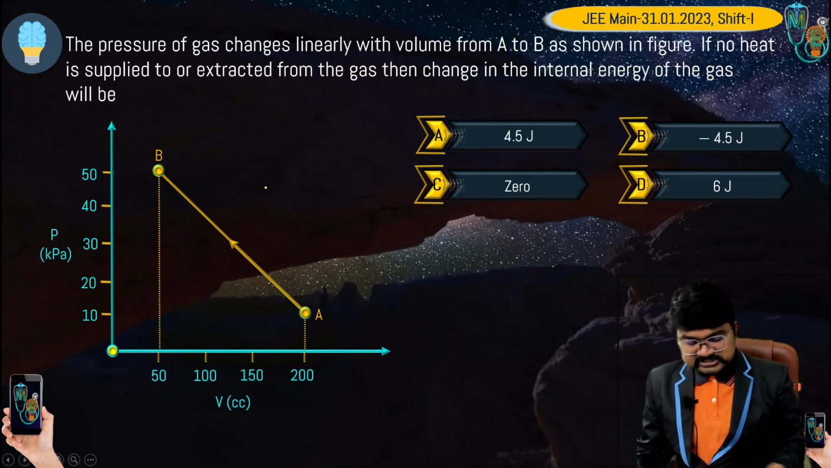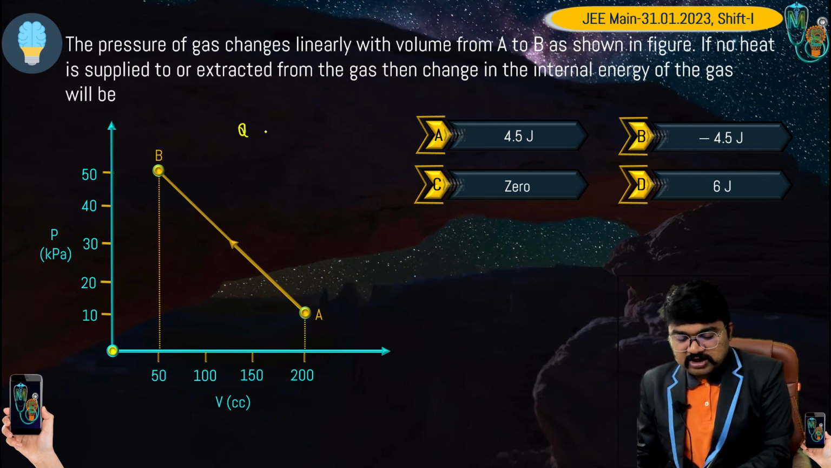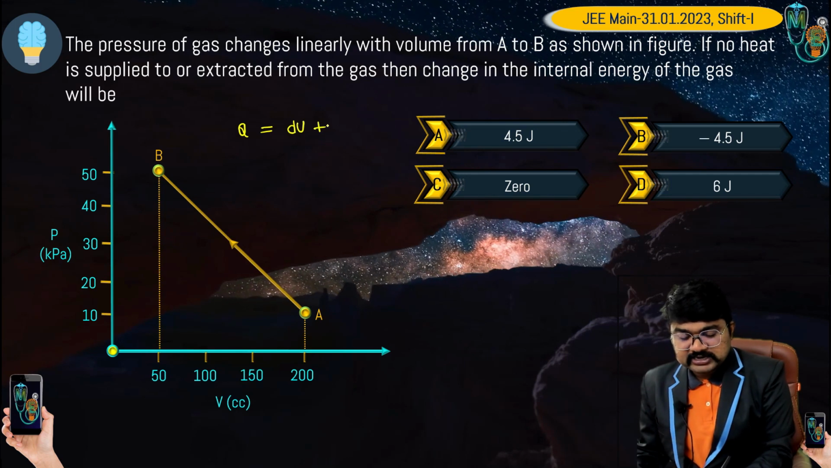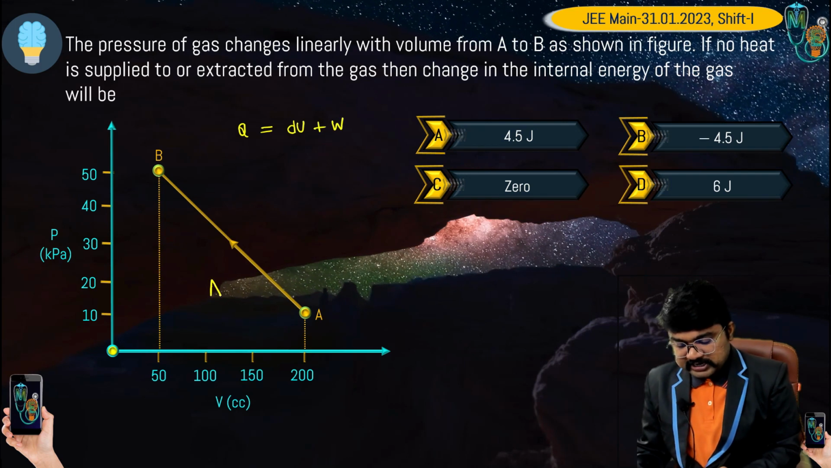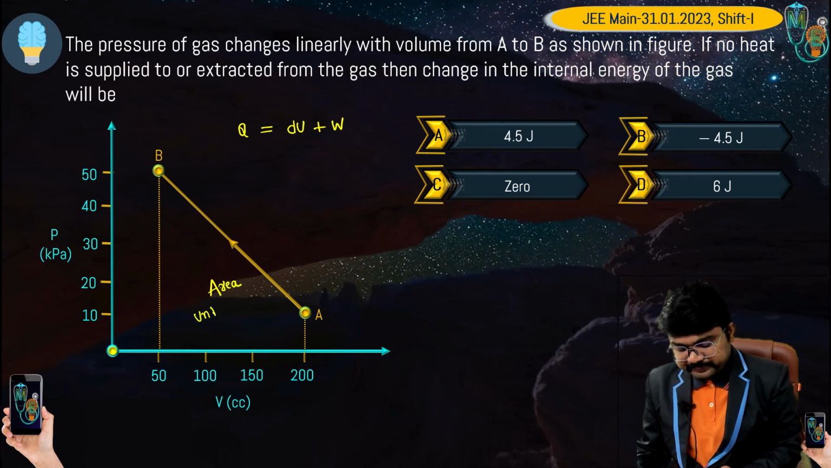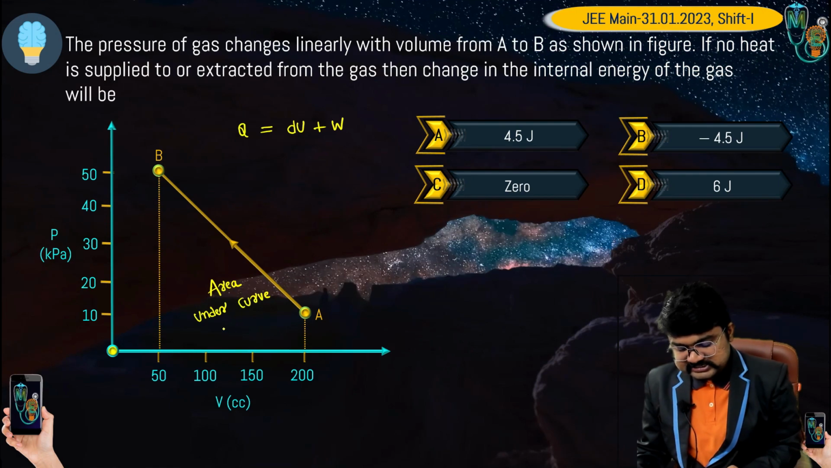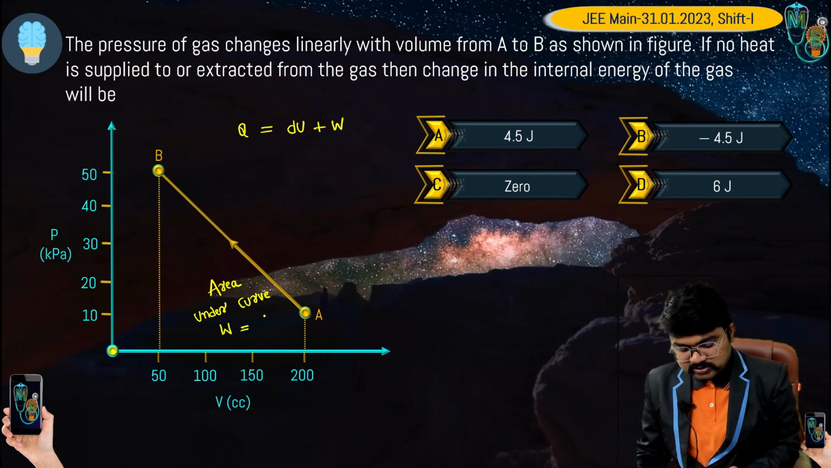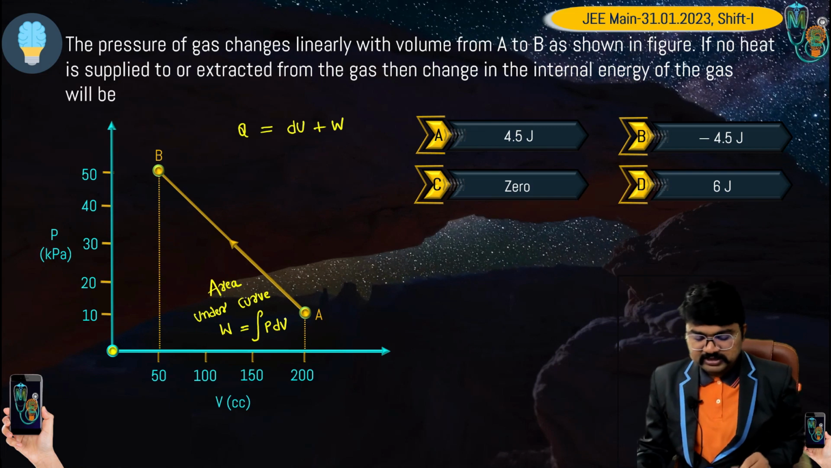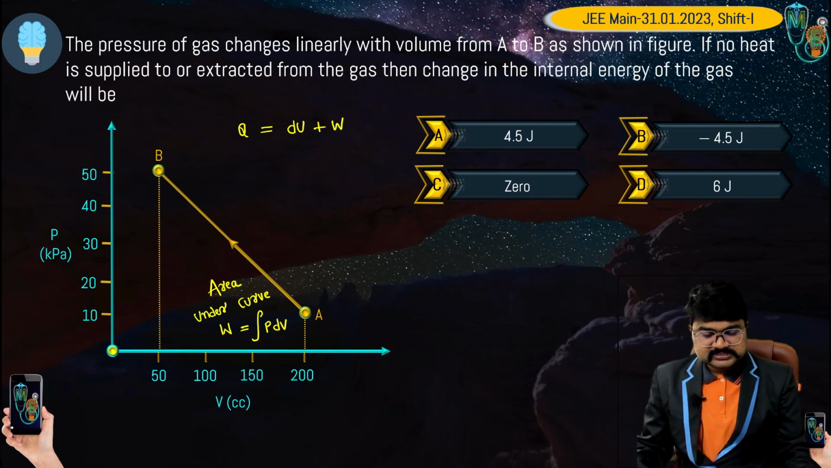Here we applied the first law of thermodynamics. This is very simple: Q equal to dU plus W. We calculated the area under the curve. The area under the curve is nothing but W equal to the integral of PdV. Understood now? In this case, this is the work done.